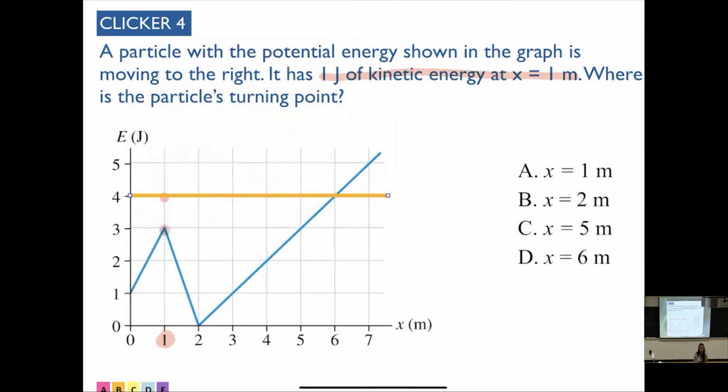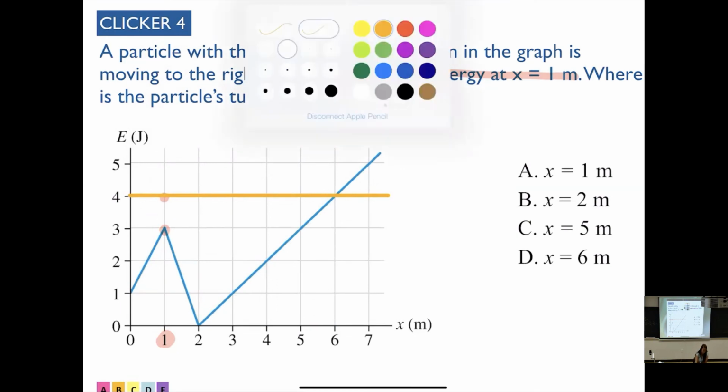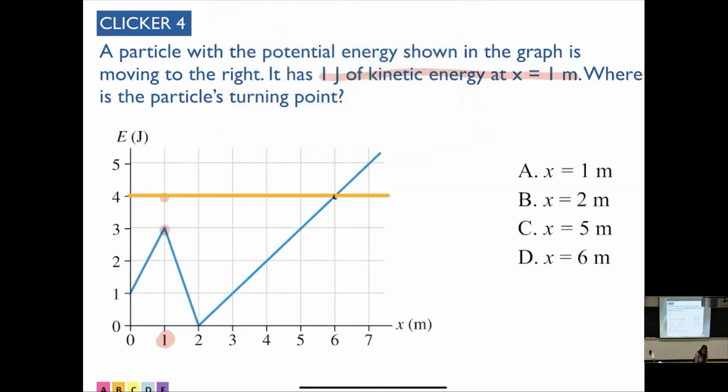We know it's always 4 joules because this is a conservation of energy situation. So we want to know, where is the particle's turning point? Well, that's where those 2 lines cross. So the particle's turning point has to be here. And where is that on the graph? Well, that's at 6 meters. So that's going to be D, which is 6 meters. Does that make sense?